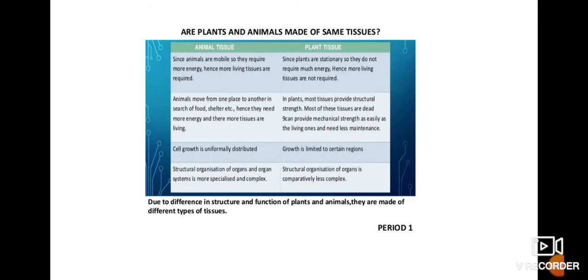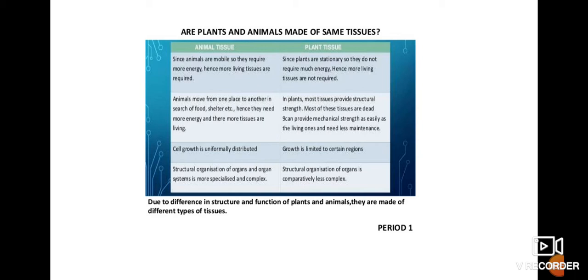Now, coming to the topic: are plants and animals made up of the same type of tissues? Remember, the answer is no. There are small differences between animal tissues and plant tissues. Animals are mobile, that means they can move from one place to another, so they require more energy. For that, most of the tissues in animals are living in nature.